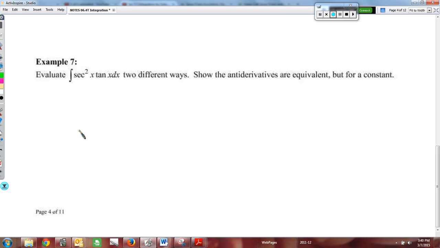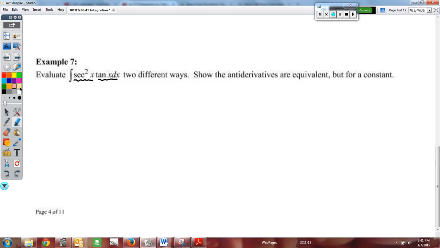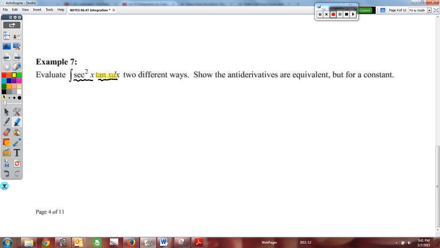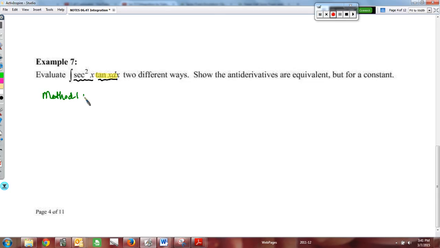And so when you're looking at this idea of identifying an inside function whose derivative is on the outside, a lot of times when you have a product like this, you're going to make a decision that one of the items is going to be your, shall we say, u, and then the other one needs to be the derivative of that. So in this problem, the first way, method 1, I'm going to let my u equal tangent of x, because then my du, the derivative of tangent, is secant squared x dx.